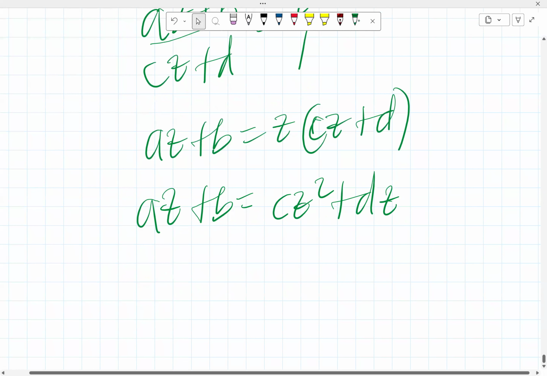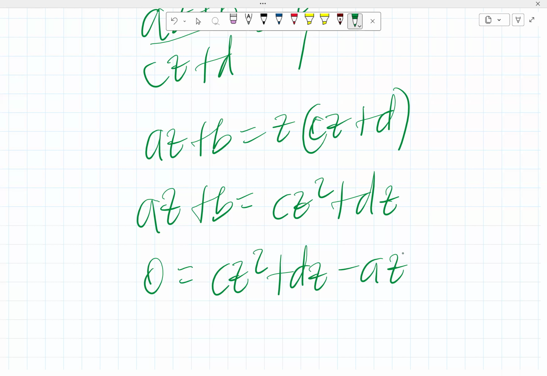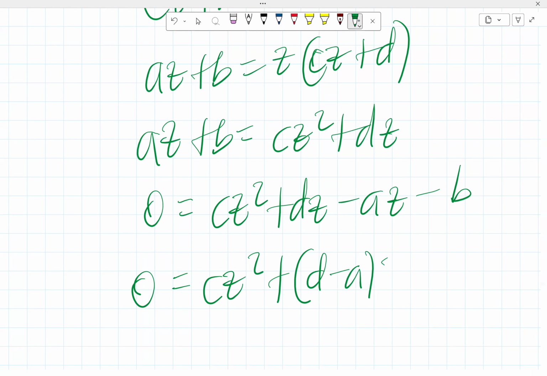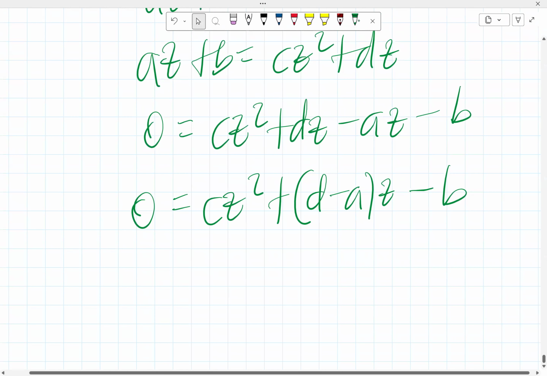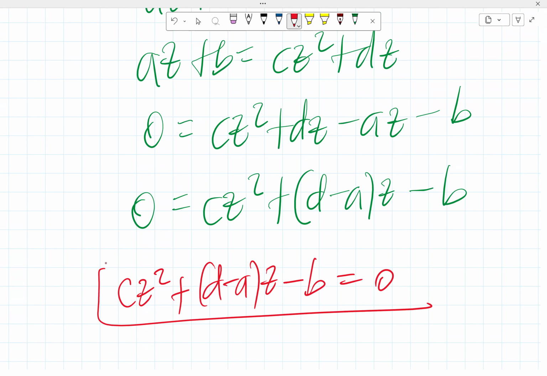So we can collect like terms. 0 is equal to cz squared plus dz minus az, bringing this minus b. So we can tidy things up. We have 0 equals cz squared plus (d minus a)z minus b. So in essence, we have cz squared plus (d minus a)z minus b equals 0. So this is the expression we have.